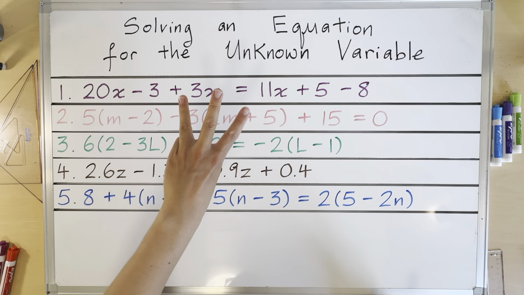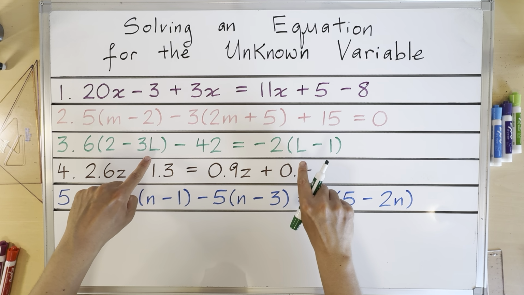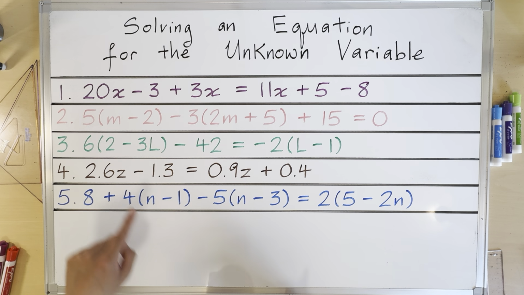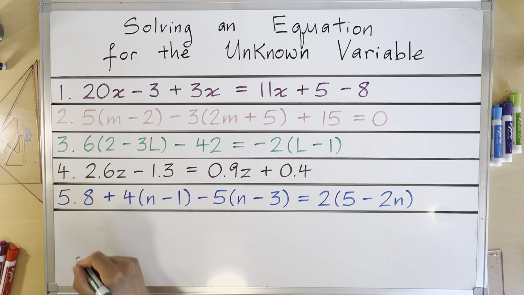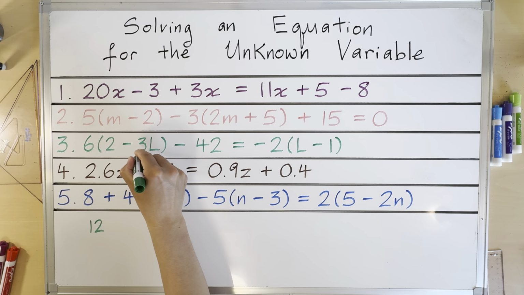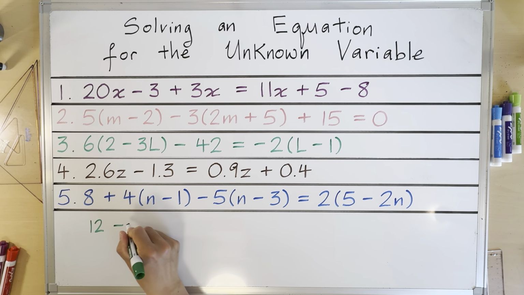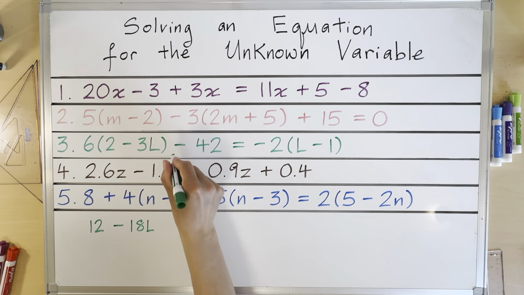Now let us solve problem number 3. Just like problem number 2, problem number 3 has one unknown variable as well as 2 sets of brackets. So once again, the first step is to get rid of the brackets. 6 times positive 2, that gives us positive 12. Positive 6 times negative 3L, that gives us negative 18L. Minus 42.